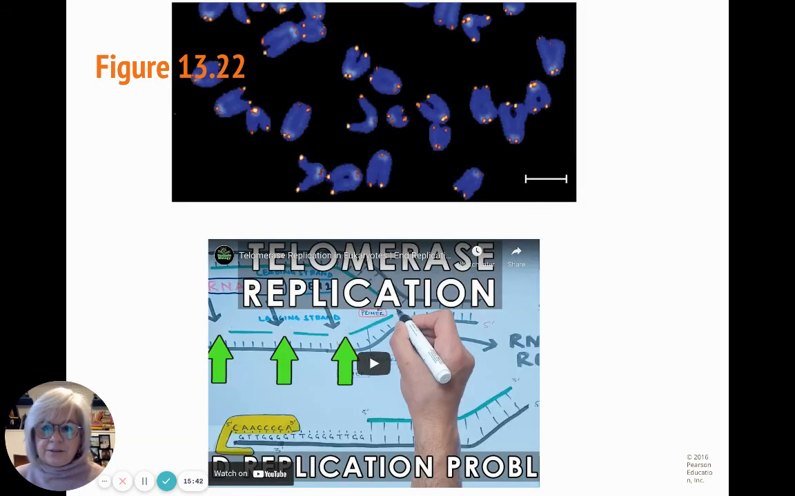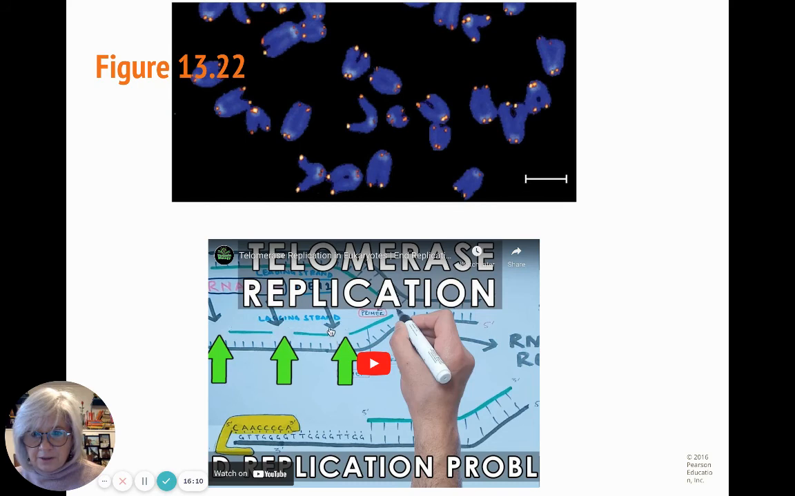And then lastly, I want to tell you about telomerase and the telomeres. So because of that 5' to 3' thing, that you can only add to the 3' end, it ends up that you can't copy the very ends of the chromosomes. And that's what these little orange dots are. And I don't have a figure from the book that shows that. So I ended up putting in this video, which you can go and watch later.